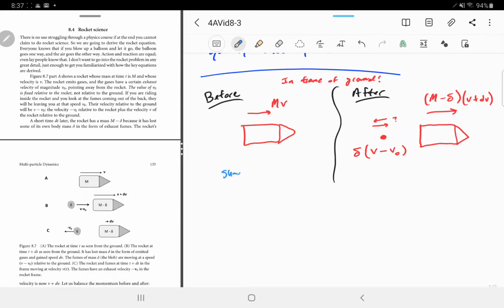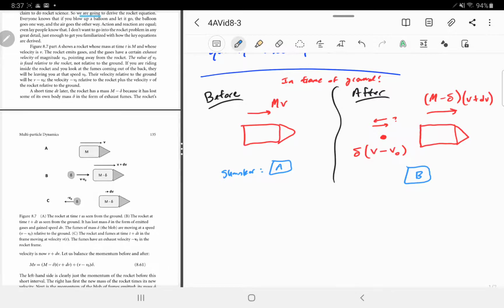This is what your textbook shows. So Shankar calls this picture A, and then this is picture B. And picture C is something kind of different. Picture C is in the frame of the rocket, the after picture. So we could also do the before and the after picture in the frame of the rocket.